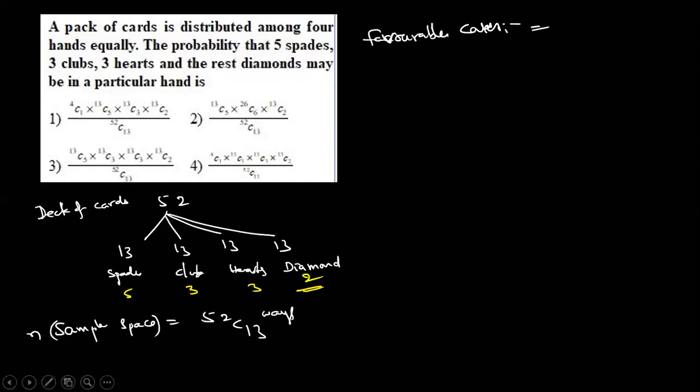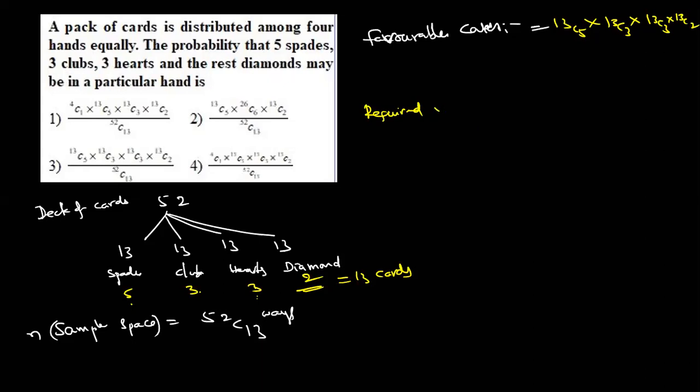Why? Each person received 13 cards. Already 5 plus 3 plus 3, how many? 11 completed. So 11 plus 2 is 13. So totally 13 cards are there. So how to choose? Spades, 13C5. Clubs, 13C3. Hearts, 13C3. Diamonds, 13C2.